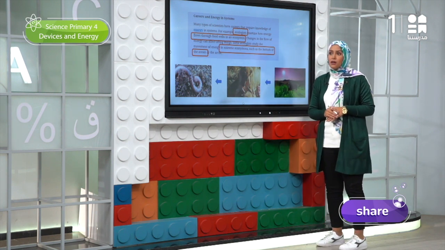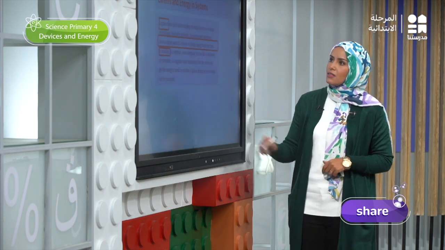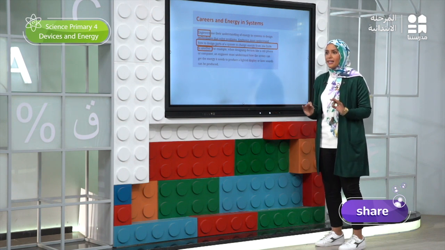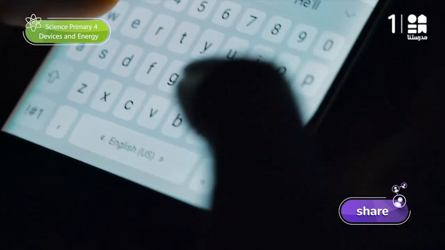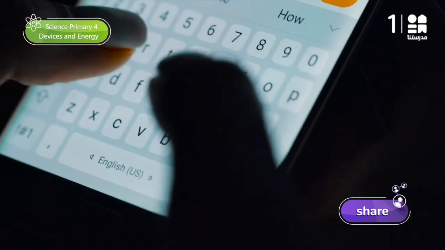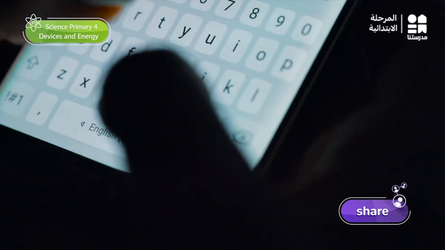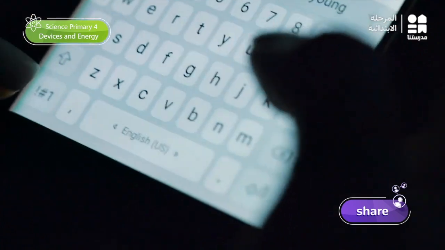Some of the other jobs are engineers. Engineers must have a clear understanding of energy transformations from one form to another, as this will surely make a difference while they design any device, like a cell phone or a computer. This understanding, for example, will help them to determine how the screen will get energy to light up, or even for the device to make sounds.